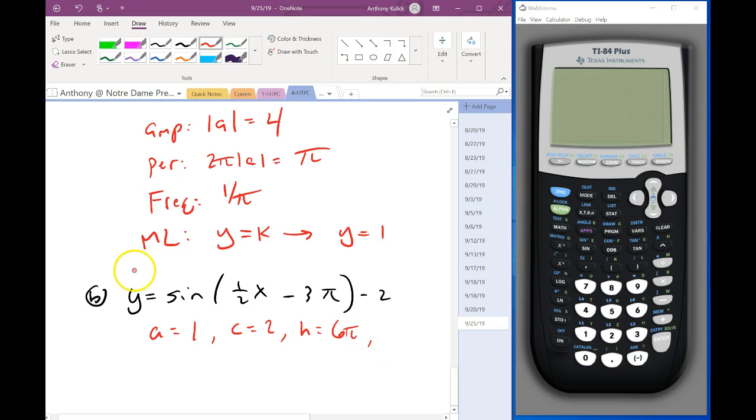Why is it 6 pi? Remember, to be able to see our value for h, the leading coefficient on x must be 1. So in this case, I had to factor that 1/2 out. And that revealed to me the h was not 3 pi, but rather 6 pi. So be careful on that.